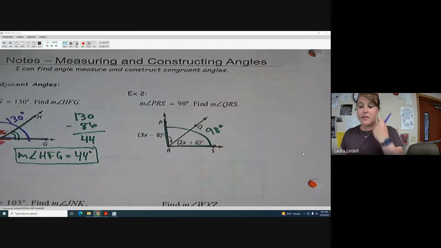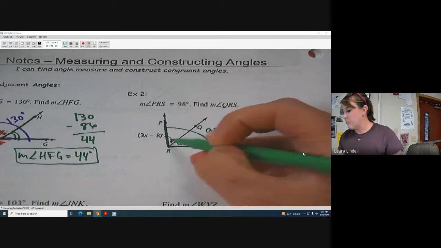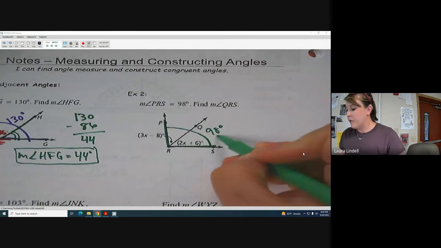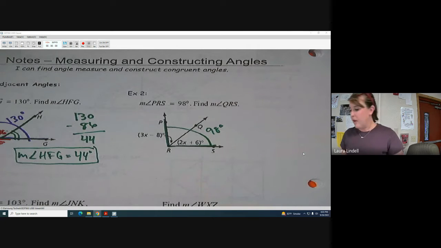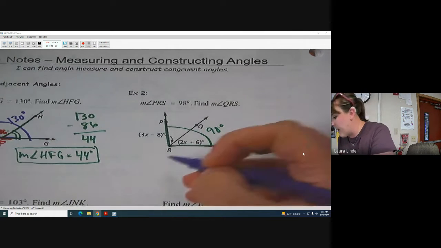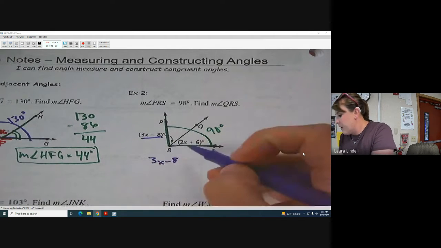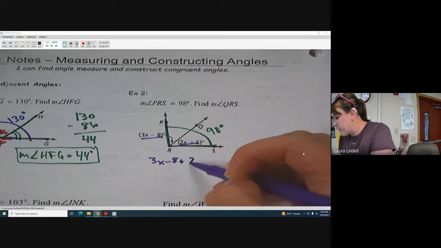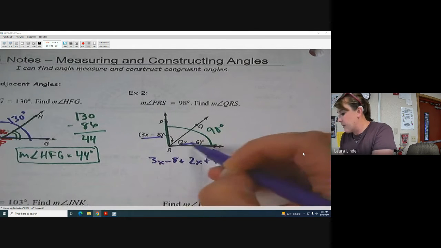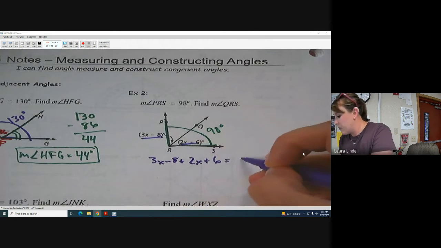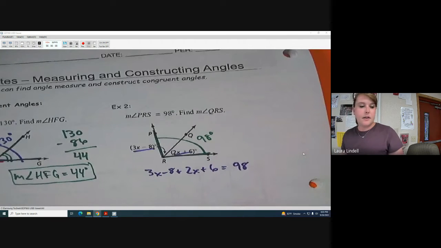And just like when we were doing segment addition that involved algebra, we added the two smaller segments and set it equal to the big segment. So now we're going to do the same thing with angles. We're going to add our two smaller angles and set it equal to the large overall angle. So here we go. We're going to set up our equation. We should have 3x minus 8 from right here plus 2x plus 6 from this angle equals 98.